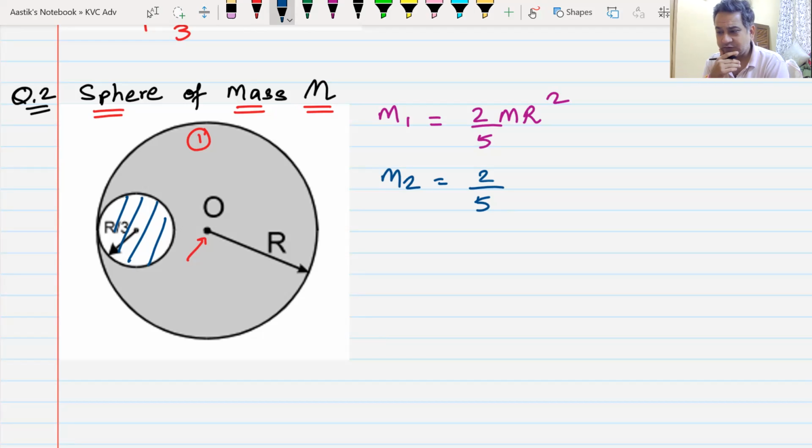This is not a question of physics. This is a question of common sense. If the mass of the entire sphere is m, what will be the mass of this radius r by 3 taken out from the sphere? It will be m by 27. Why will it be m by 27?